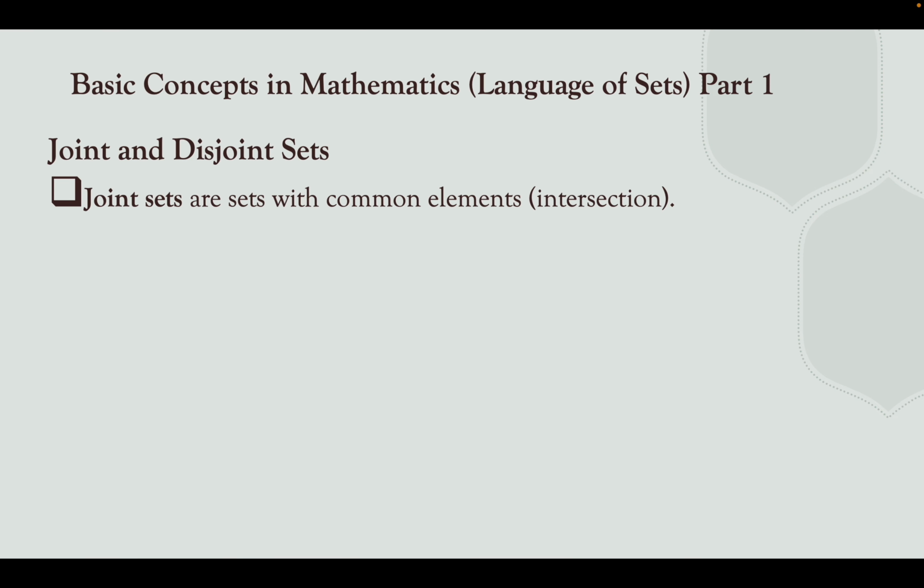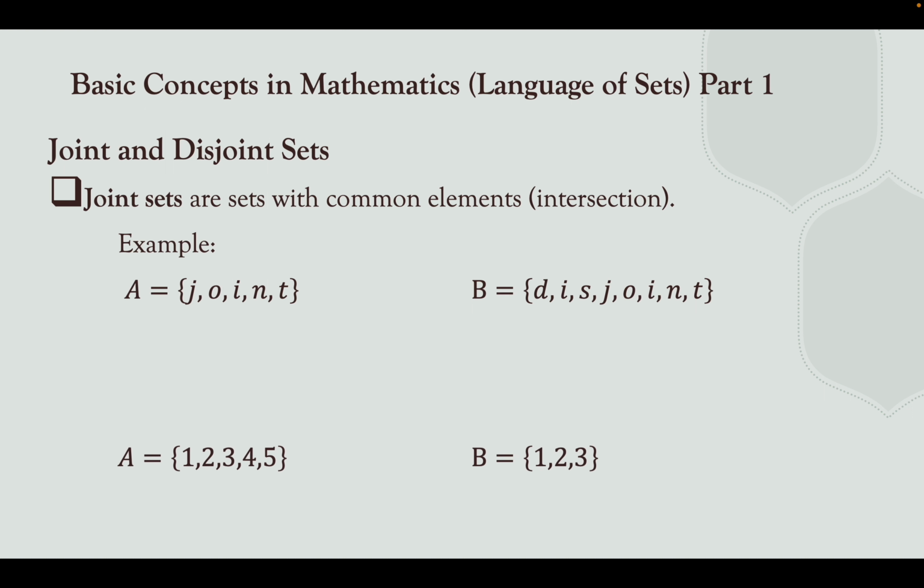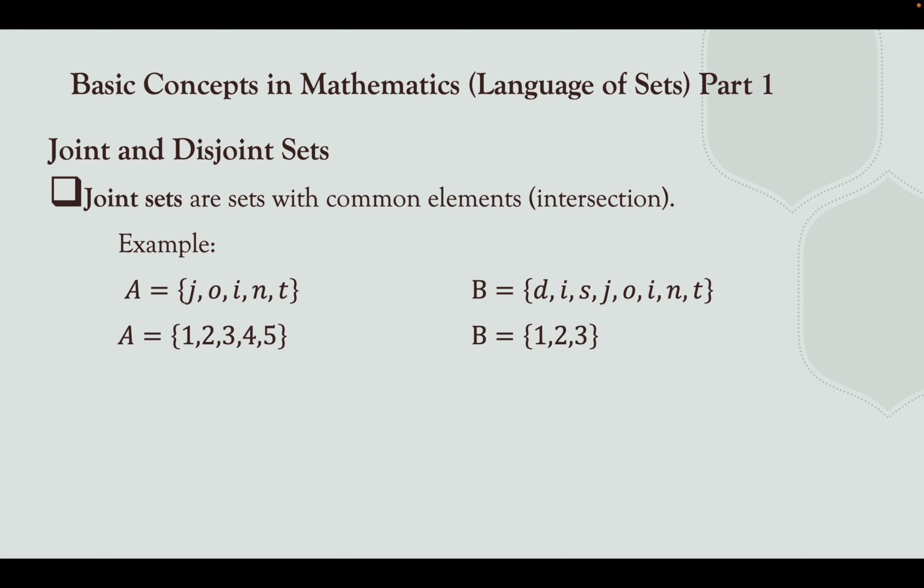So what are joint sets? Joint sets are sets with common elements. That means they have intersections. So let's have an example. Set A, we have elements J, O, I, N, T, and set B we have D, I, S, J, O, I, N, T. If you look at set A and set B, they have common elements, which are J, O, I, N, T. And then another example, set A, 1, 2, 3, 4, 5. Set B we have 1, 2, 3. They have common elements, which are 1, 2, and 3.